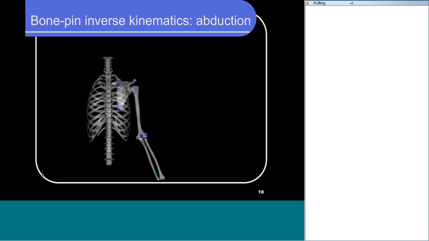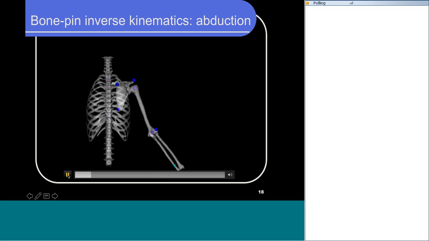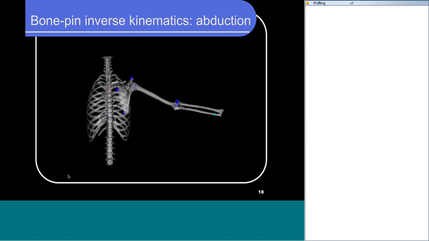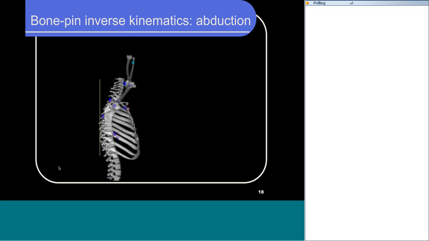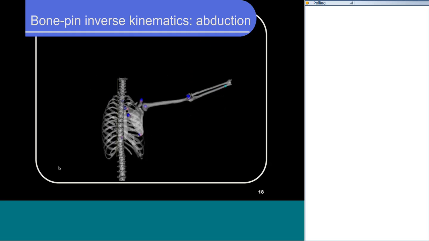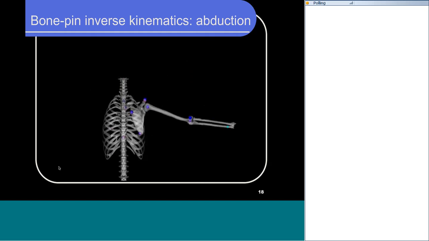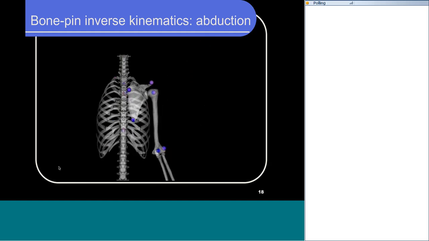The second task was abduction. So that's the arm raising directly to the side. And again, we're getting very good correspondence of the model markers with the experimental markers. Here's a different perspective. Should turn to the side again. Oh, just zooming in.